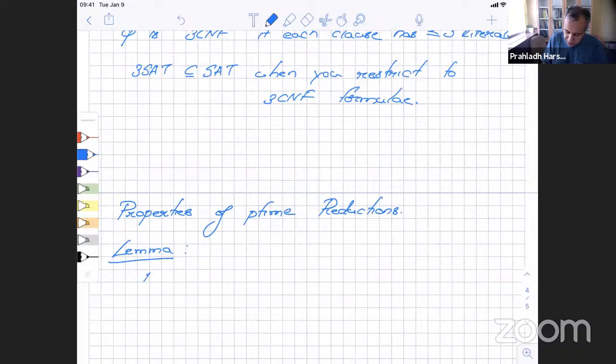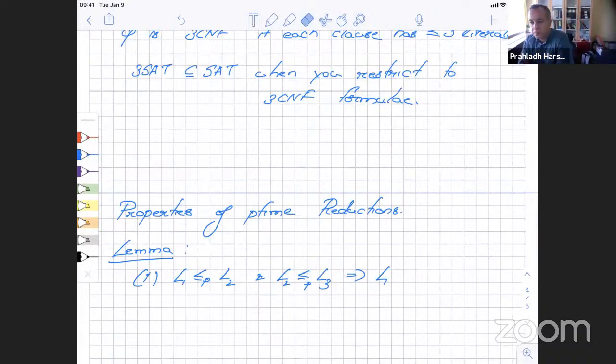The first one I want to say: suppose L1 polynomial time reduces to L2 and L2 polynomial time reduces to L3. What can you say about L1 and L3? L1 reduces to L3. So L1 polynomial time reduces to L3. And why is that true?